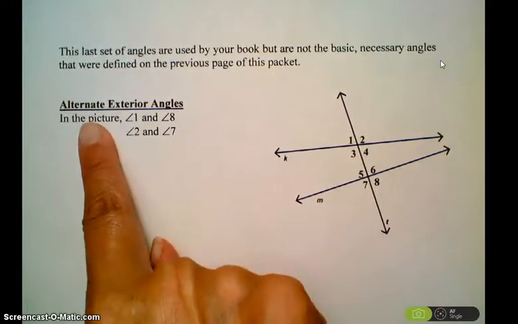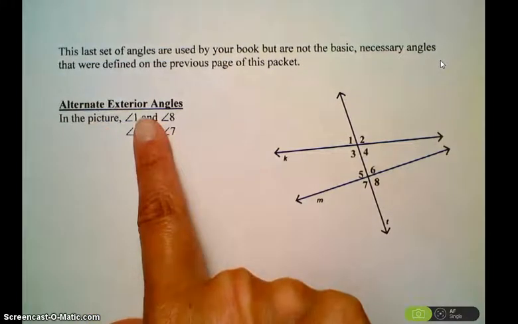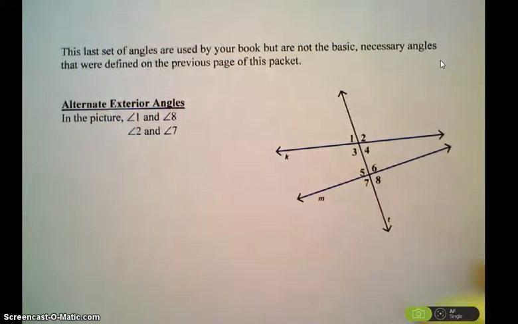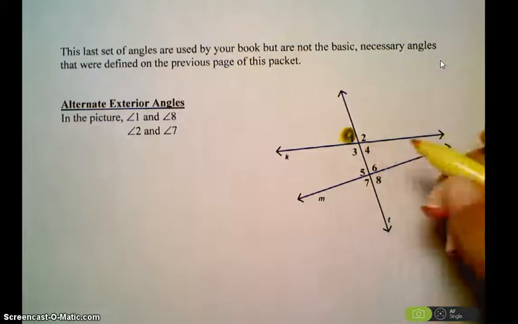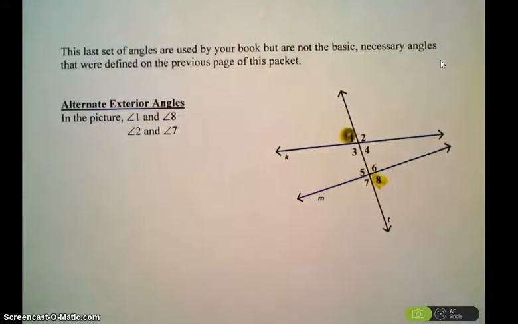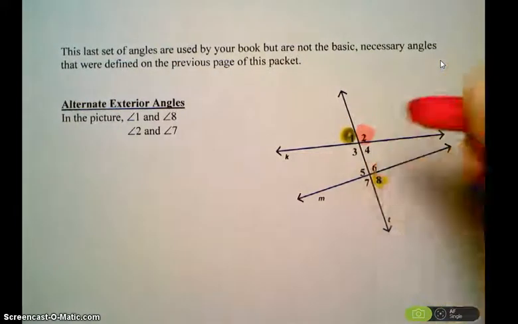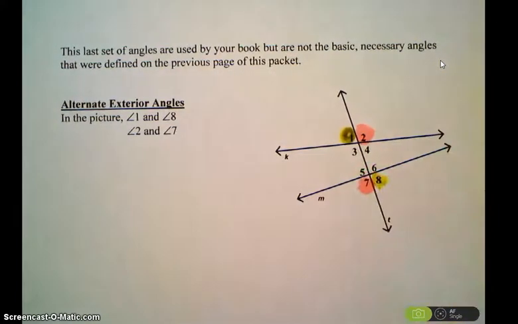So alternating in the sense that it's going to alternate sides of the transversal, and exterior because we're talking about outside angles. So angle 1 is an alternate exterior angle with angle 8. Angle 2 is an alternate exterior angle with angle 7. So those would be your two alternate exterior angles. Okay, we're moving on to page 5.